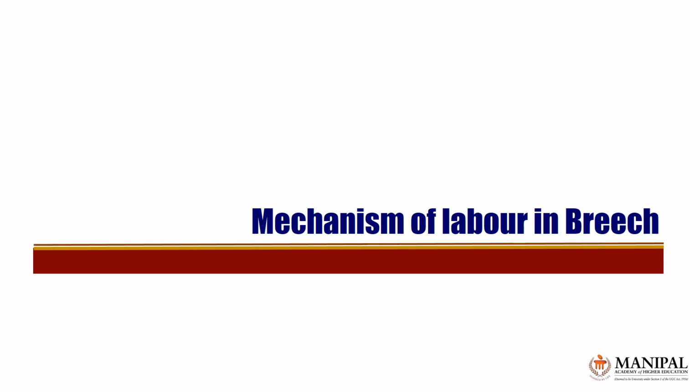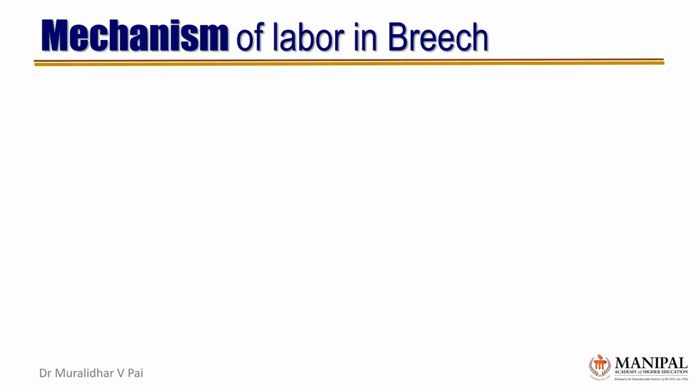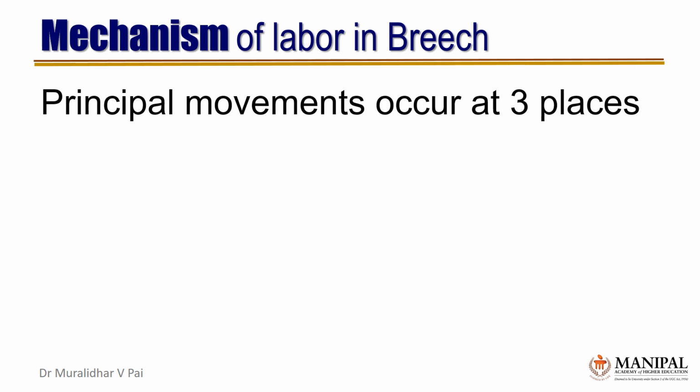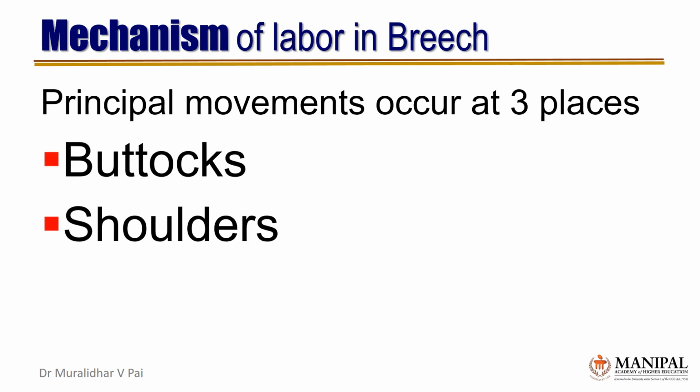Mechanism of labor in breech. Though complex, it is important to understand it in order to understand the steps of assisted vaginal breech delivery. It is different from the mechanism in vertex presentation in that the principal movements occur at three places: buttocks, shoulders, and head.